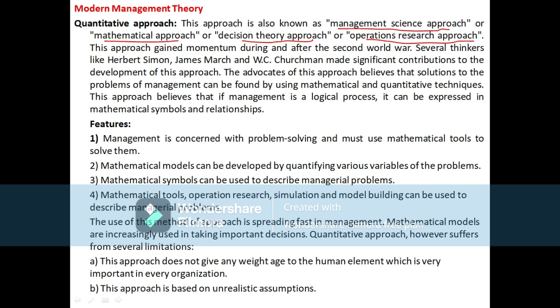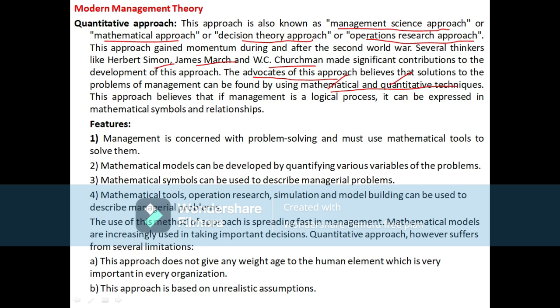Several thinkers like Herbert Simon, James March, and W.C. Churchman made significant contributions towards the development of this quantitative approach. The advocates of this approach believe that the solutions to the problems of management can be found by using mathematical and quantitative techniques. We all know that in any organization problems will arise, and in order to resolve those problems, they believed that problems of management can be solved using mathematical and quantitative techniques.